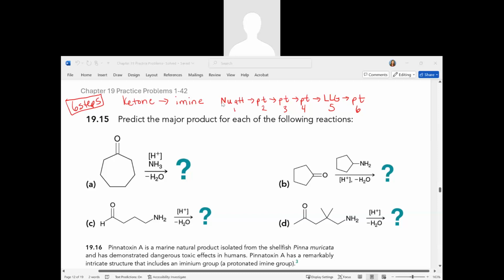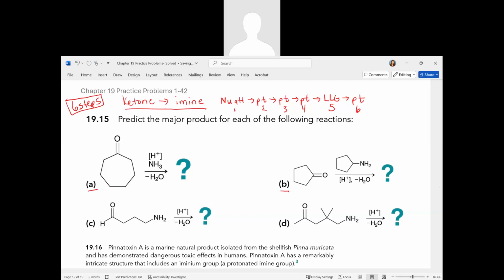In Chapter 19, Problem 15, we're asked to predict the major products for each of these reactions shown below. So I've outlined above here the steps involved in a transformation of a ketone to an amine. So that's what we're going to see for parts A and B. And then in part C, we'll see an aldehyde. And then once again, in part D, we'll see a ketone reaction here.